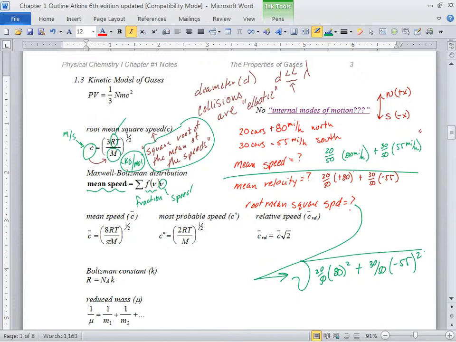That doesn't matter since you square them, but wouldn't you use positive 55 since you're doing speeds? Yeah, technically we should. We shouldn't have any minus in those because they want speeds.